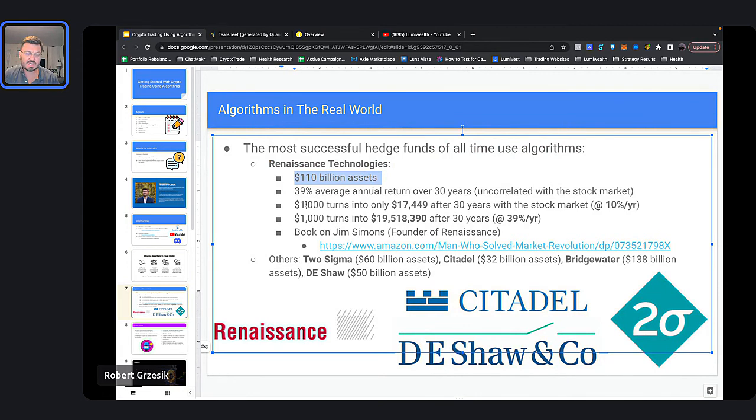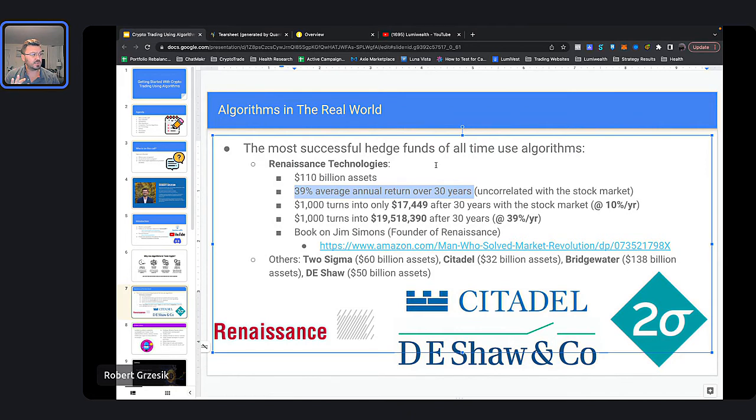But since they started the fund, which is probably in the 80s or 90s, they've been making about 39% average annual return. That's for 30 years in a row. For those of you that don't have a finance background, this is an astronomically high number. This will make you one of the richest people on earth if you could actually pull this off.